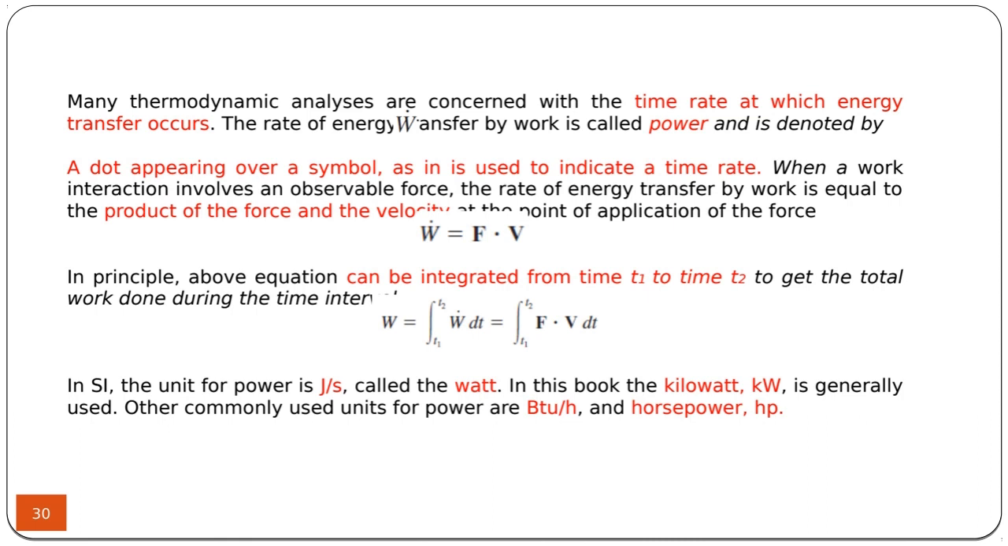Another concept is power. Power is the work or energy per unit time. By definition, force times distance is work, and work per unit time is power. And if you take a look at this, it's just force times velocity that gives you the power. So energy per unit time, for instance, work per unit time is called power.